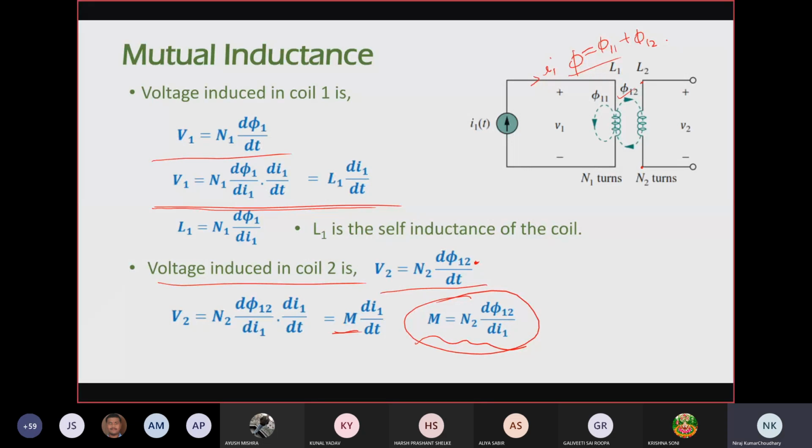But they are magnetically coupled to each other. Why are they magnetically coupled to each other? Because when a current flows through coil 1, that current produces a flux. Some part of the generated flux is linked with the first coil only, whereas the other part of the total flux is linked with both the coils, coil 1 and 2, having inductance L1 and L2, right?